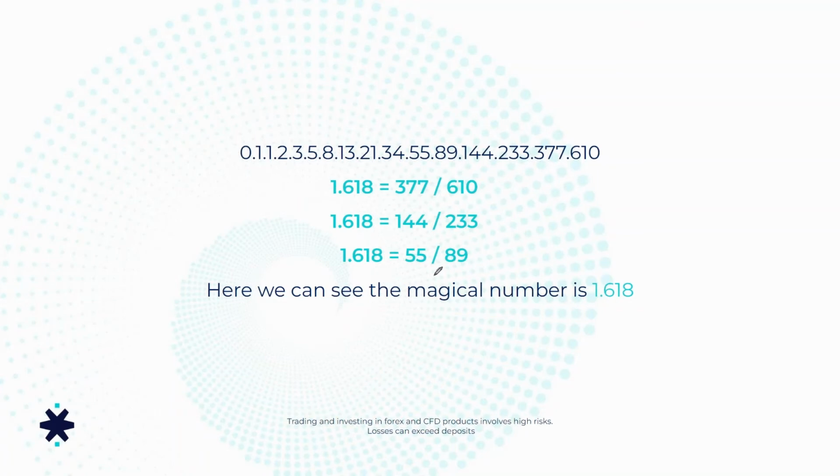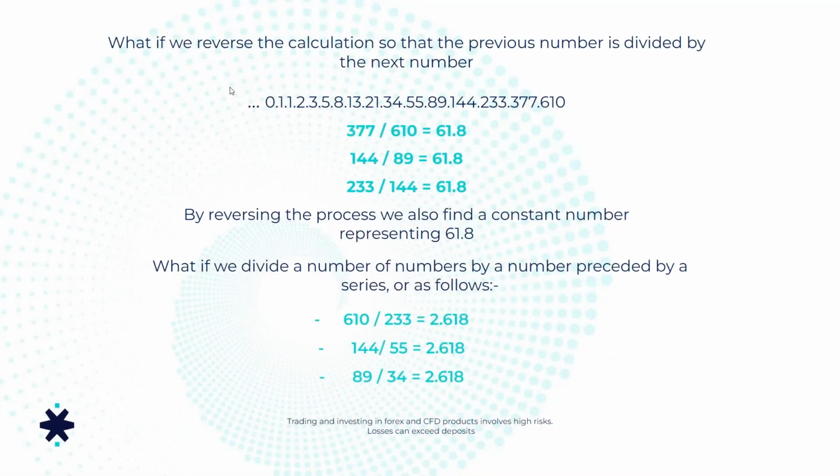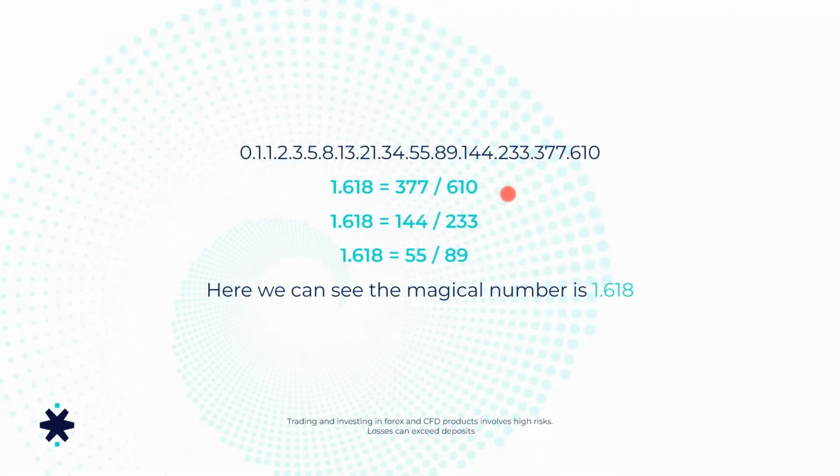Previously, what we did was divide our series backward, in the back direction. Now, coming to the next scenario: if we divide 610 with 377, we still have 61.8. This is the golden Fibonacci number.